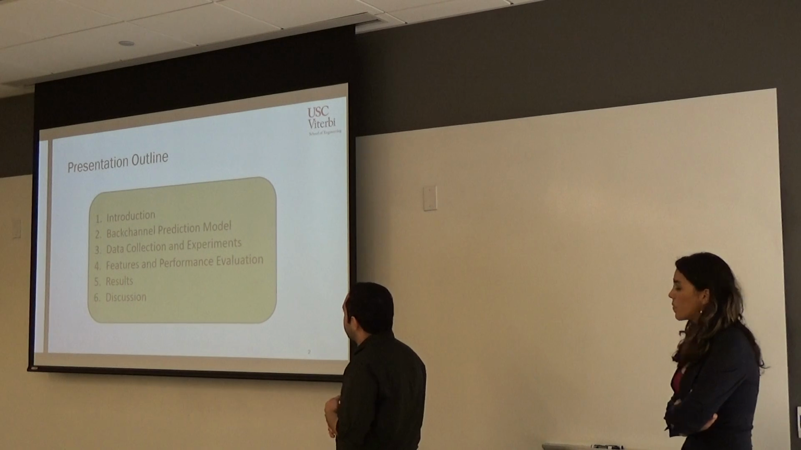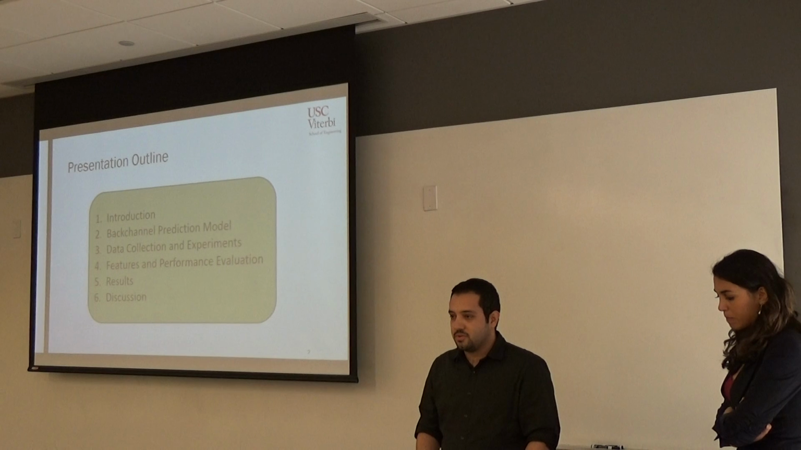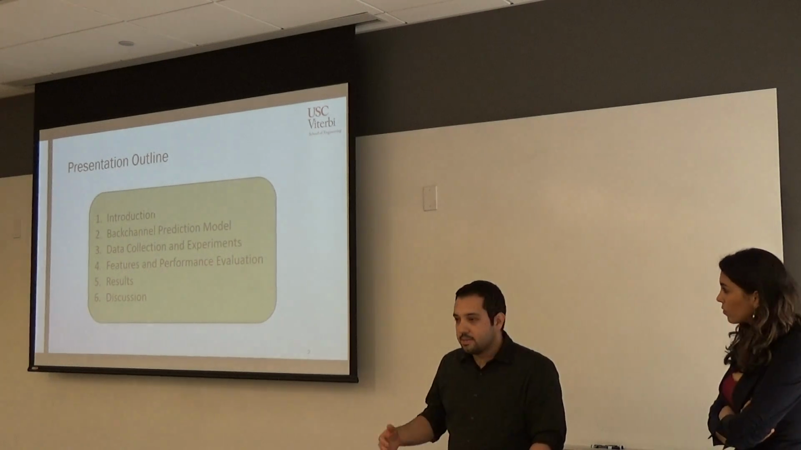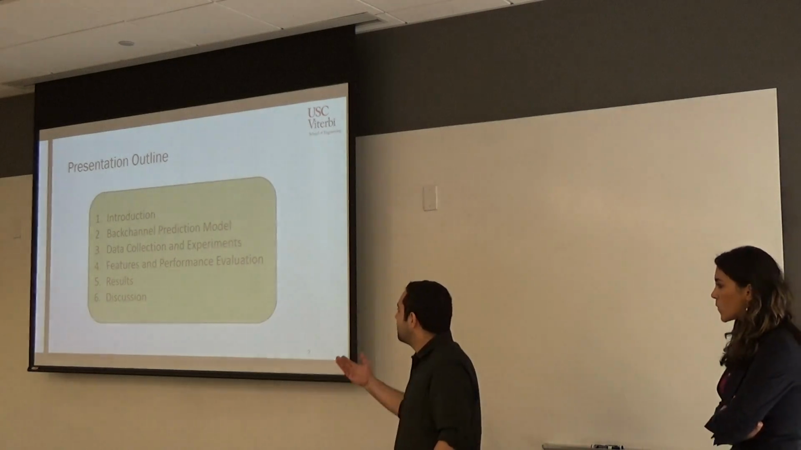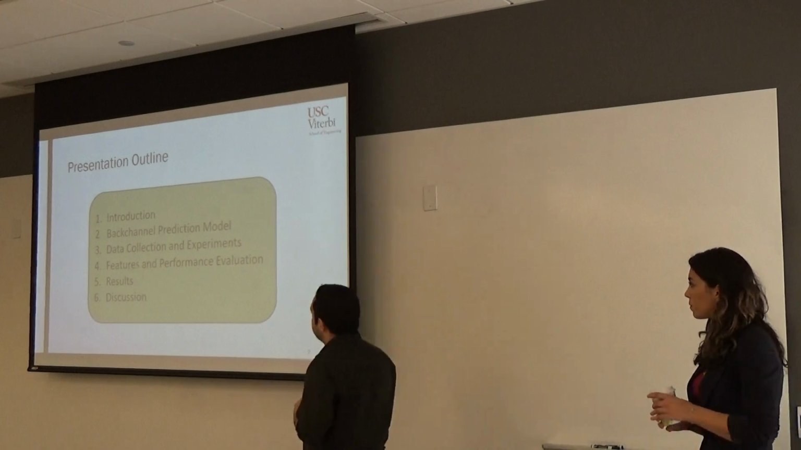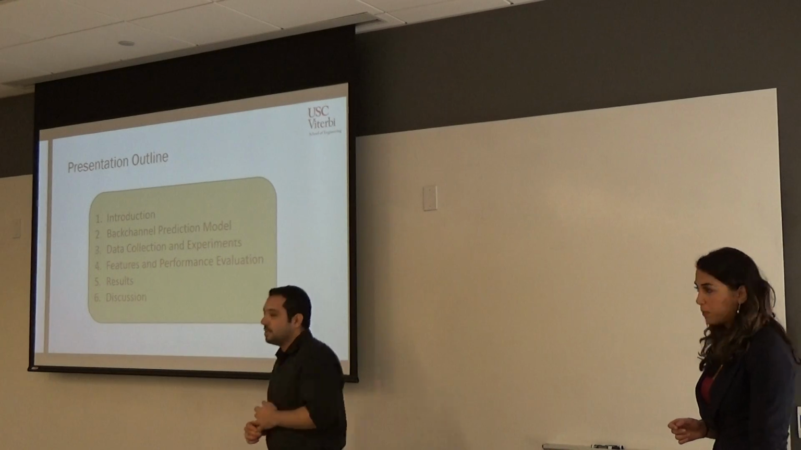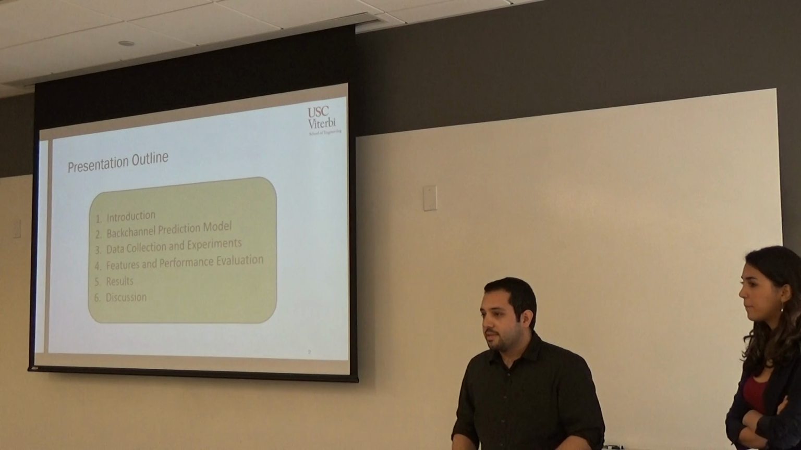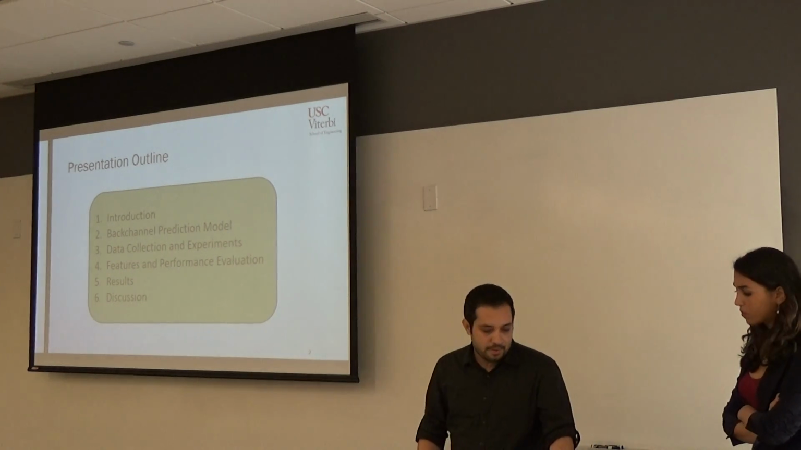I'm going to start with the introduction, why this topic is important, why we are doing this, and what we are looking for. And then I'm going to talk about the main procedure followed by the researchers to come up with the prediction model. And then Hadis will continue with the details on data collection and the experiments, the features which were selected, and the parameters which were used to evaluate the models. And then at the end we will have the results and also a few points to discuss more.